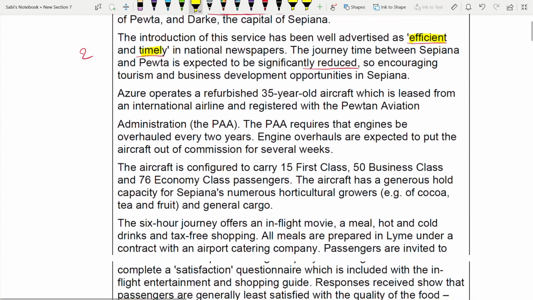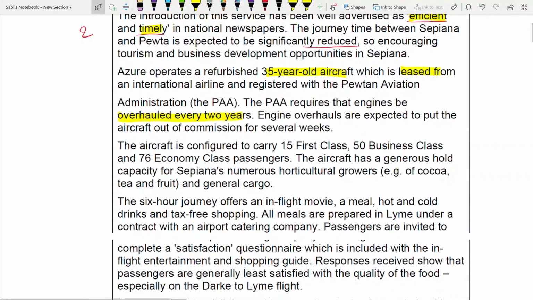Coming to the third, they are operating a refurbished 35-year-old aircraft. This tells you the age of the aircraft, which is leased from an international airline and registered with Pivot Aviation. Then we are moving on to the next, the PAA. They require the engine to be overhauled every 2 years, and overhauls are expected to put the aircraft out of commission for several weeks. So that's a risk.